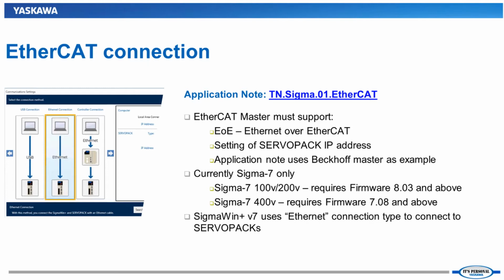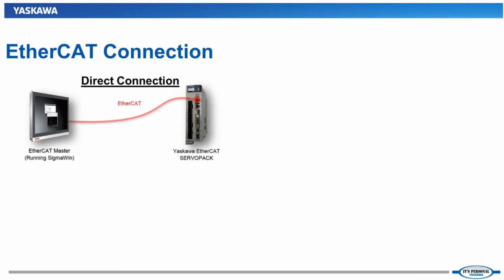This connection method, you will use the Ethernet connection, which is why the setting of the servo pack IP address through the master must be supported. And there are 3 different styles of connection that you can go through here. So the first one is a direct connection. You have an embedded PC that's running your EtherCAT master and also running SigmaWin, and in that case you just need a direct connection to the servo pack over EtherCAT.